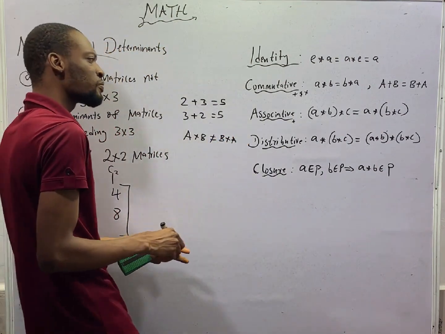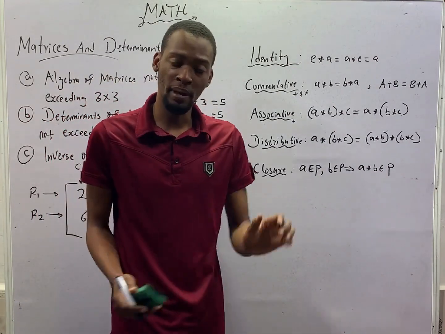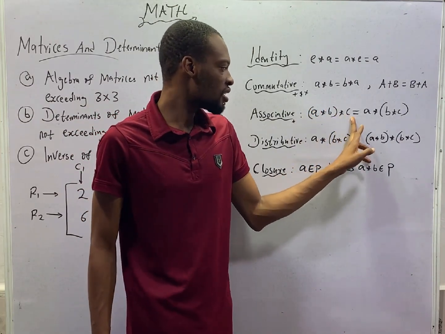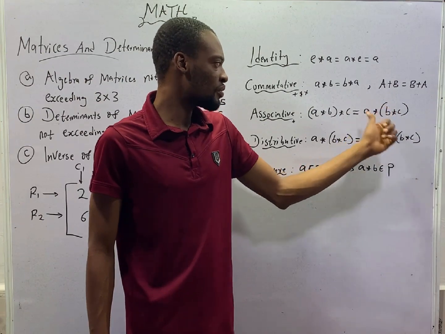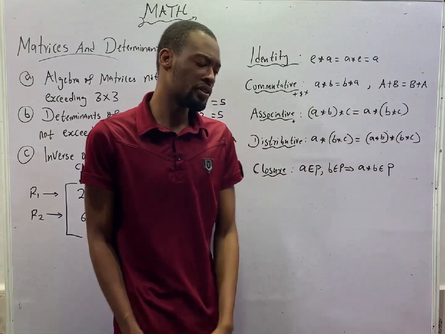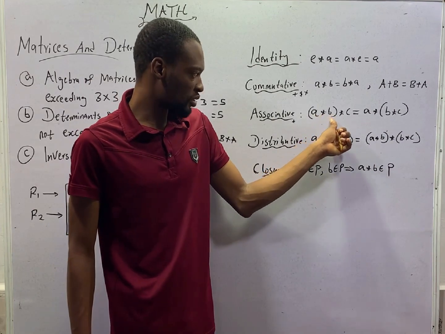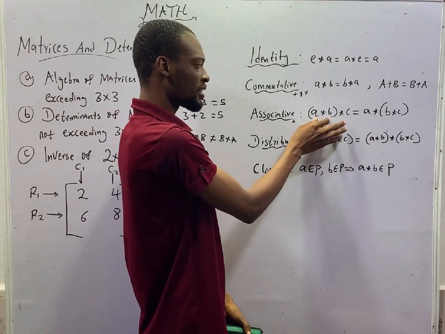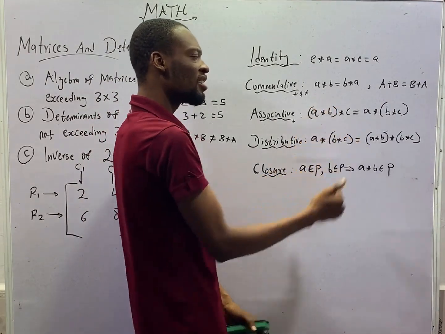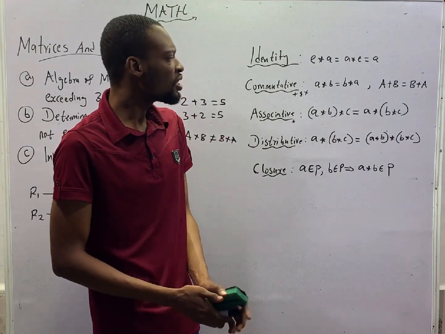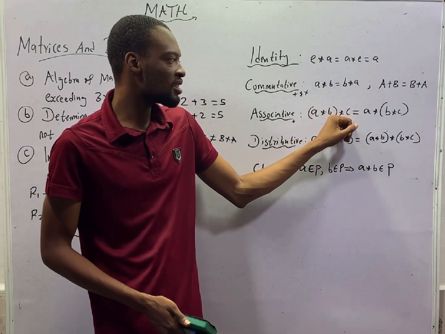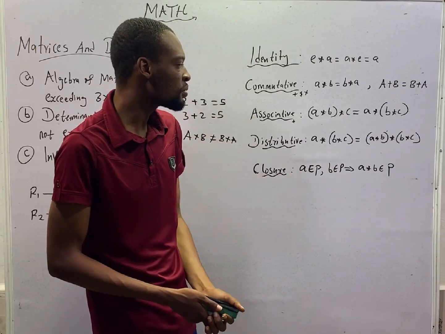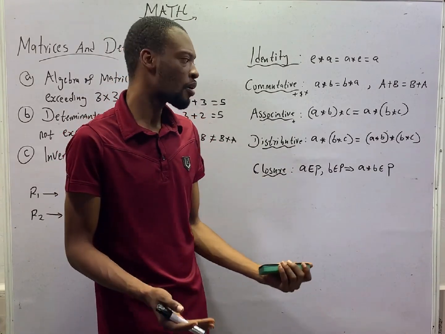How about the associative property? The associative property of binary operations states that if you have A star B in brackets, star C, it should give you the same thing as A star B star C. There was a question we solved where you have something star something star something, and I told you to first of all deal with the bracket, then you use the result to star the third number. So if you have A star B first, then you star C, this will give you the same thing as solving B star C first, then starring it with A. If that gives you the same answer, then that is the associative property.